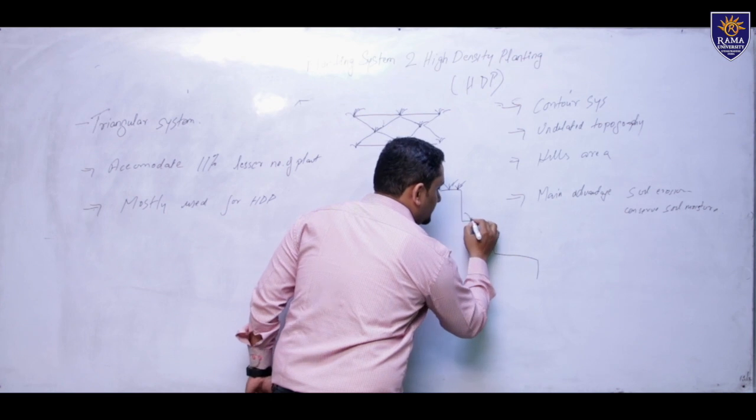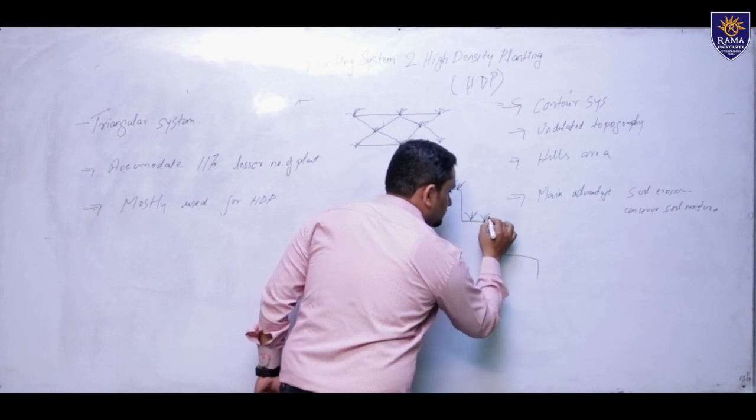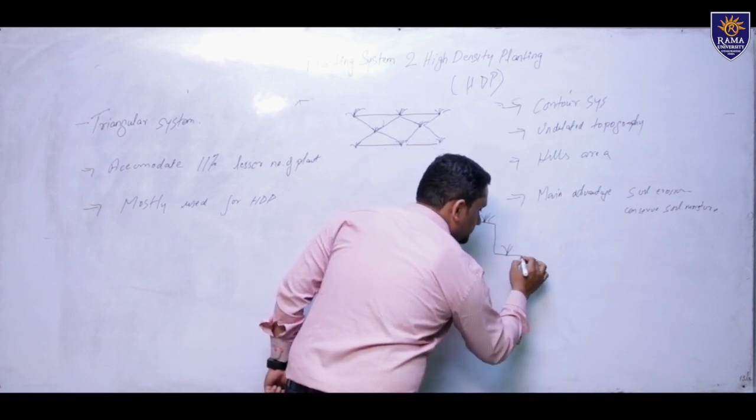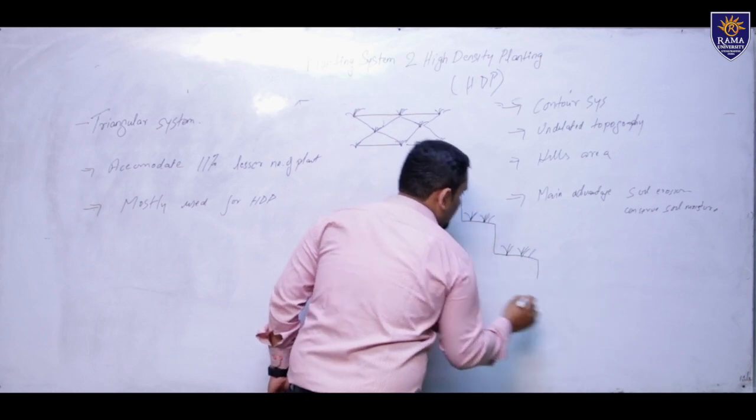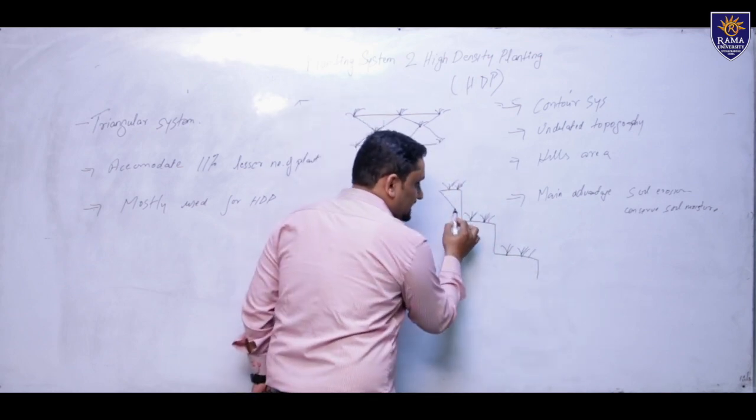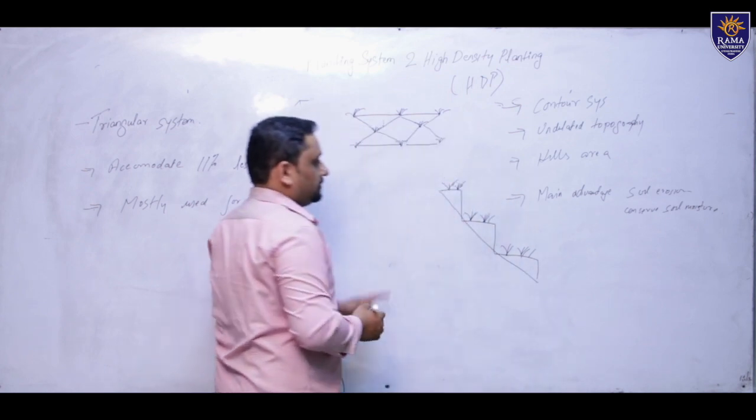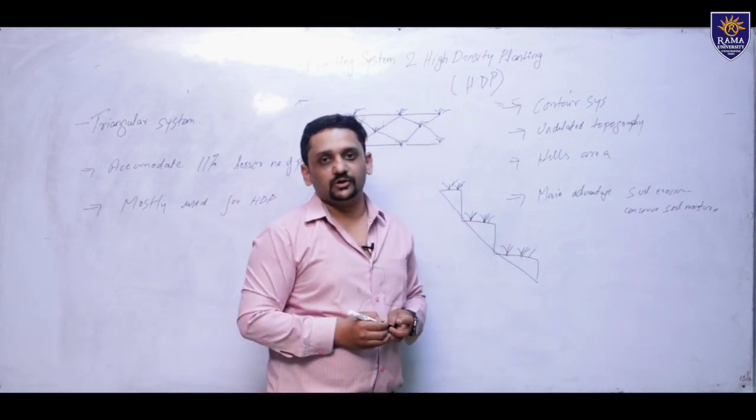that this is the first plant, this is the third one, like this. This type of planting is known as the contour system.